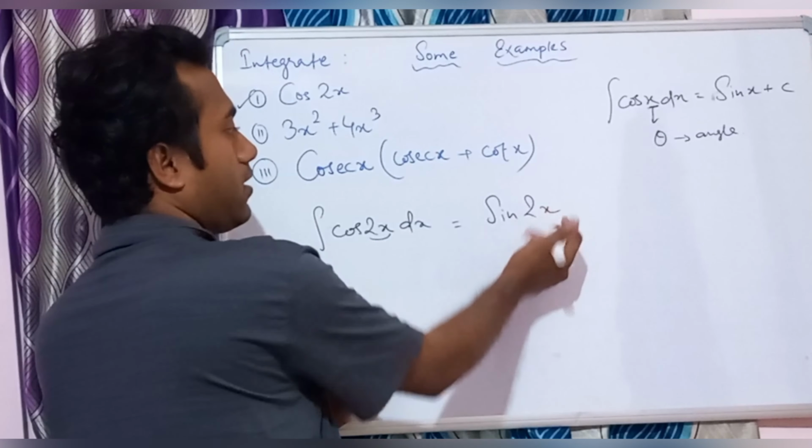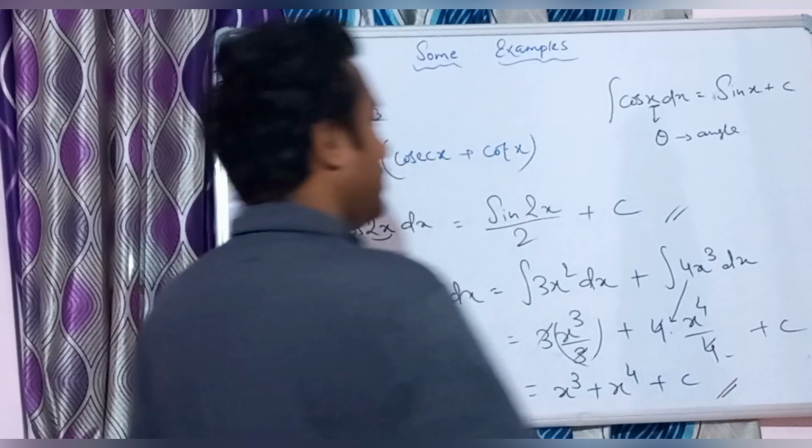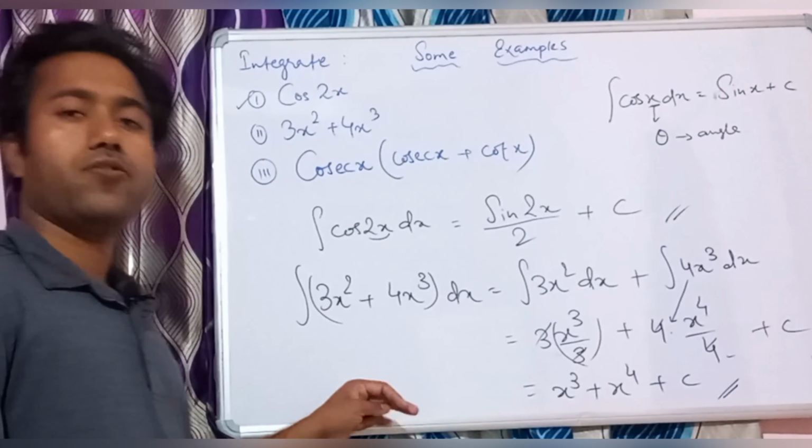Where it has come from is just the power of x, which is divided, and then plus constant. Now this 3 and 3 get cancelled, so you have x cube. The 4 and 4 get cancelled, so you have x to the power 4 and then plus c. This is your answer for the first two questions.